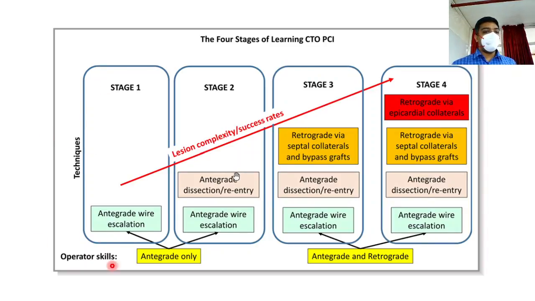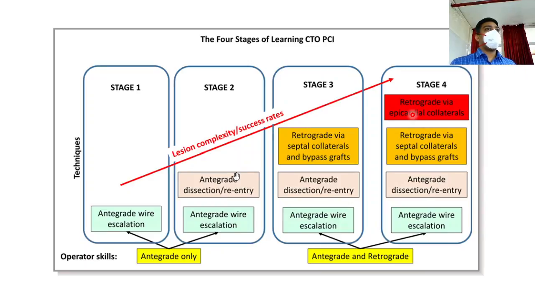So initially in stage 1, the operator will go for antegrade wiring only. Then later, when he achieves more experience, antegrade dissection re-entry. Then later retrograde via the collaterals, and later retrograde via the retrograde channel and dissection. Finally, stage 4 is where he can attempt even the epicardial collaterals. The collateral details we will be discussing. That is not retrograde wiring.